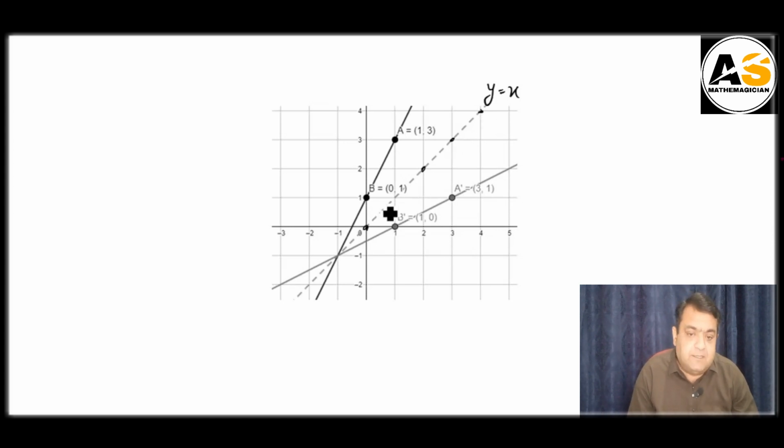And look at these points, 1, 0 and 0, 1. The line joining these two points crosses the y is equal to x line, and this intersection of this line and this line segment is the midpoint of this line segment. This distance and this distance are the same. Similarly, if we join these two points, 1, 3 and 3, 1, again the point of intersection of this line segment and the y is equal to x line is the midpoint of this line segment.